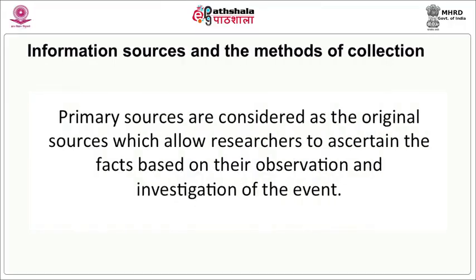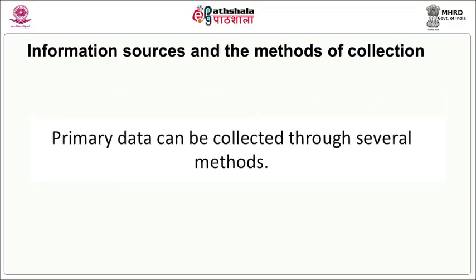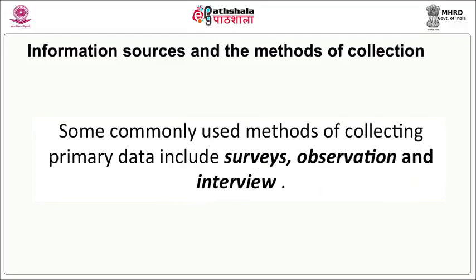A. Primary sources. Primary sources include unpublished information collected from a person who observed the event while it occurred. The observer in this case provides a first-hand account either of an event or of any change that takes place in that institution. Primary sources are considered the original sources, which allow researchers to ascertain the facts based on their observation and investigation of the event. Primary data can be collected through several methods. Some commonly used methods of collecting primary data include surveys, observation, and interview.